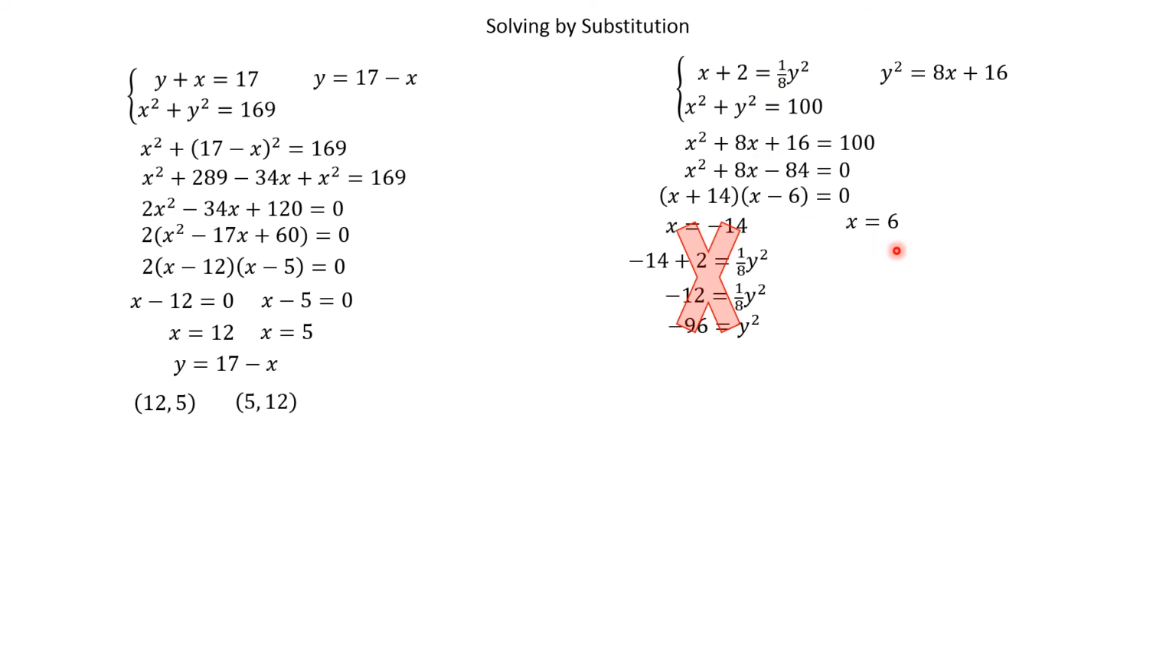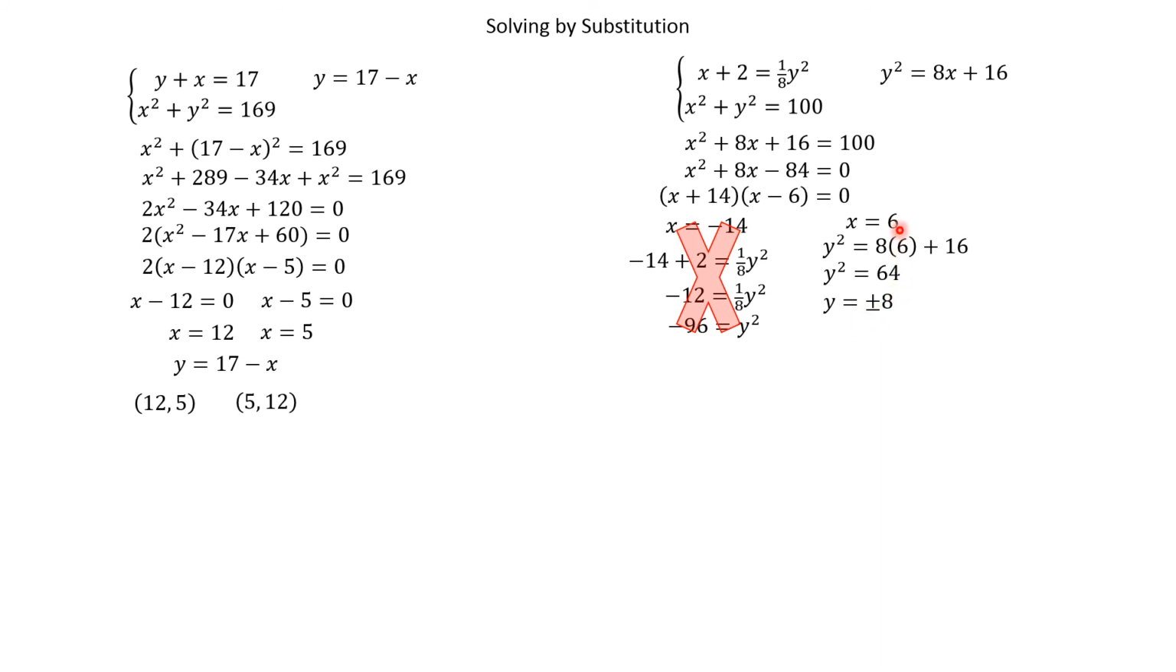So let's plug in x equals 6. I'm going to plug it in here where we've already multiplied by 8. We could have done that here. I just didn't want to do negative 14 times 8 to get something bigger than 84. So let's plug in the 6 here. 8 times 6 plus 16 is 64. So y squared equals 64, which means y could equal plus or minus 8. Don't forget, when you square root both sides, you get plus or minus. That's how we get our multiple solutions.